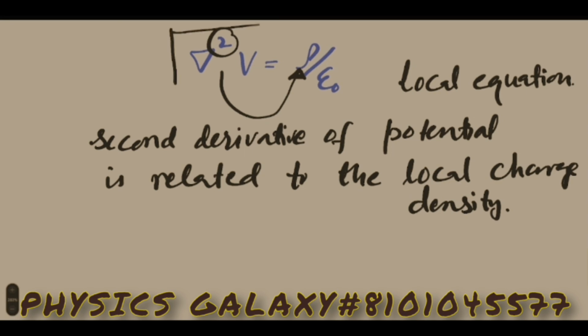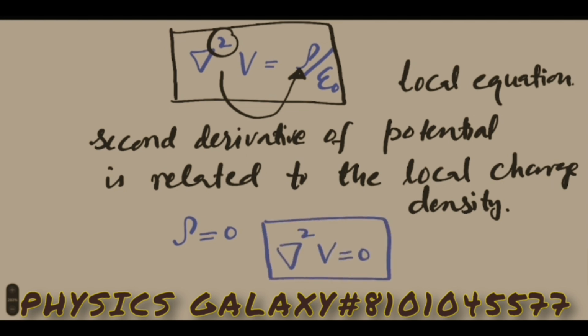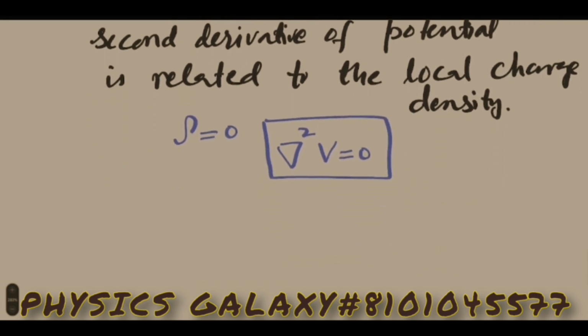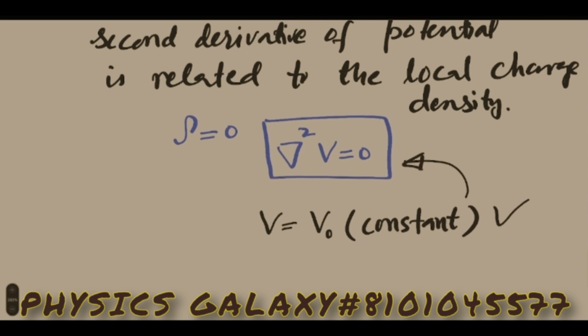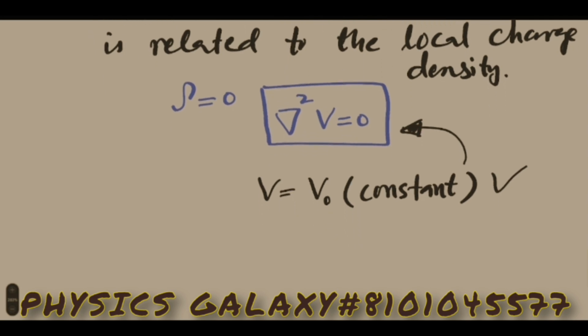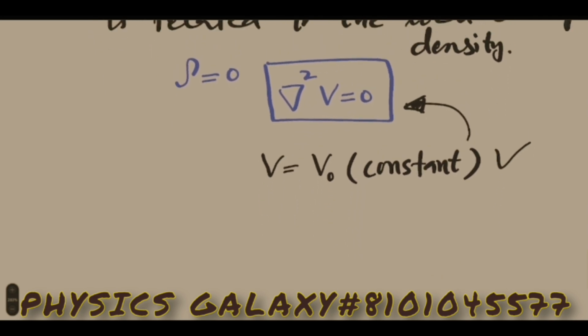Now let's look at the trivial case and the trivial solution. The trivial case is when the charge in the whole space equals 0. Then Poisson's equation will be del square V equals 0. What will be the solution for this equation? The solution is simple. We can write V equals V naught, where V naught is some constant. This constant function easily satisfies Poisson's equation. But in general, we'll have some boundary conditions, and then it is not easily solvable.